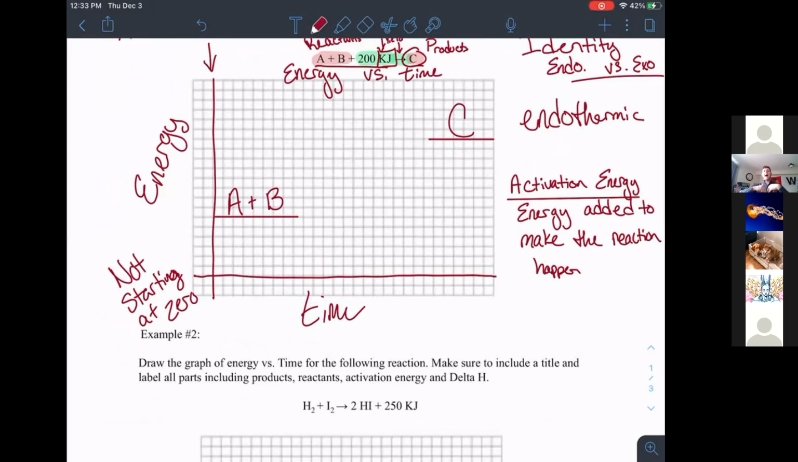So we have to go a little bit higher than our products. We have to go up a little bit more, and then we come back down. So this area right here is going to be our activation energy. Is right here. So we can separate this with this section right here. What do we think that section is going to be then?